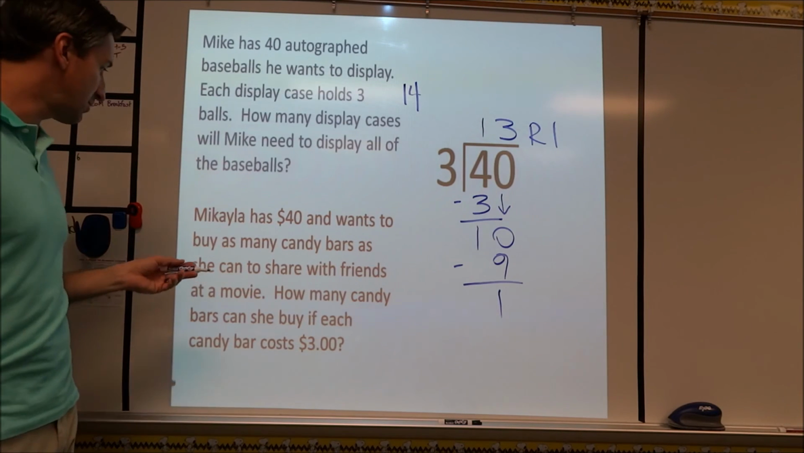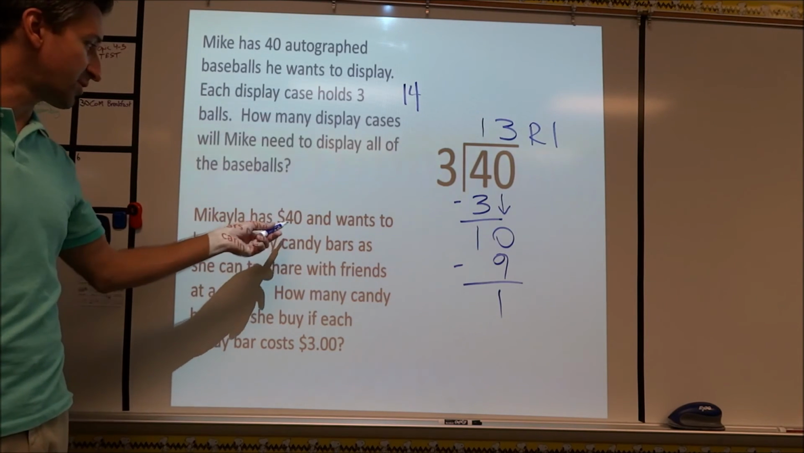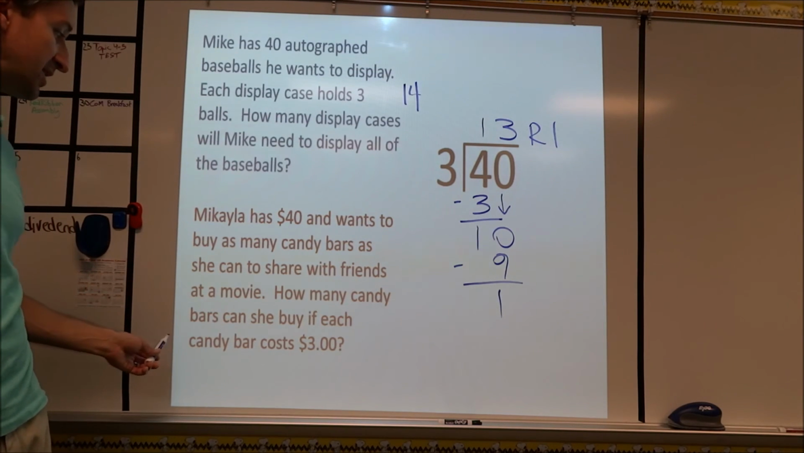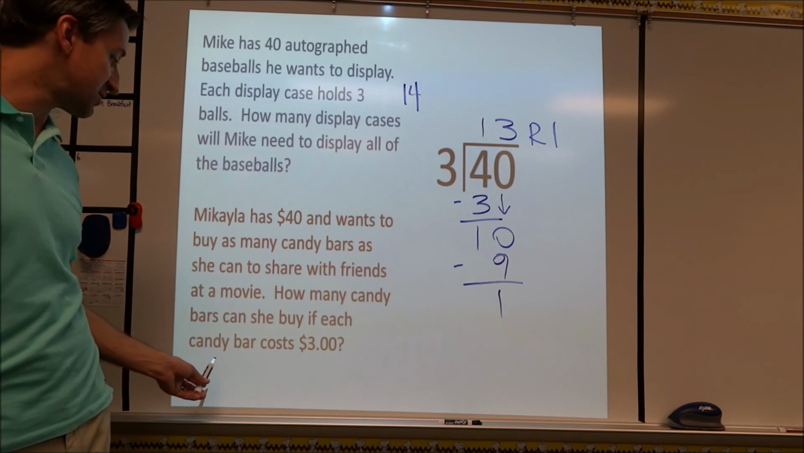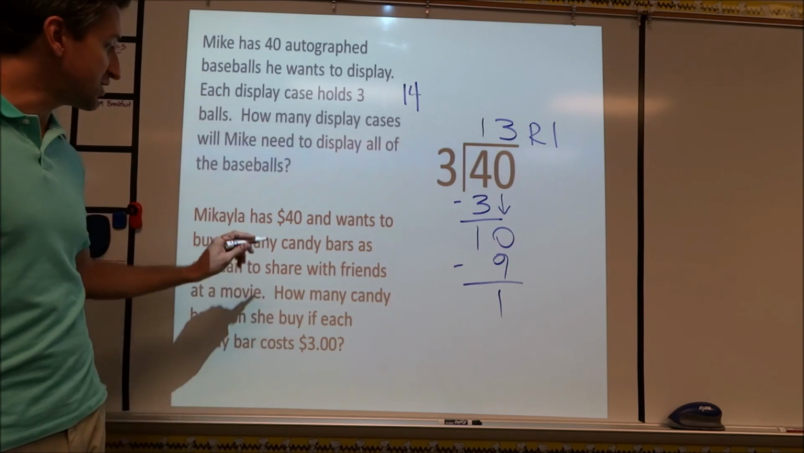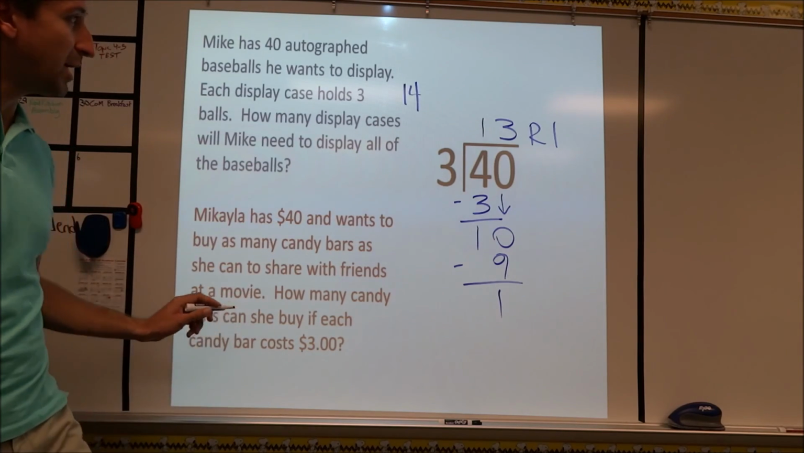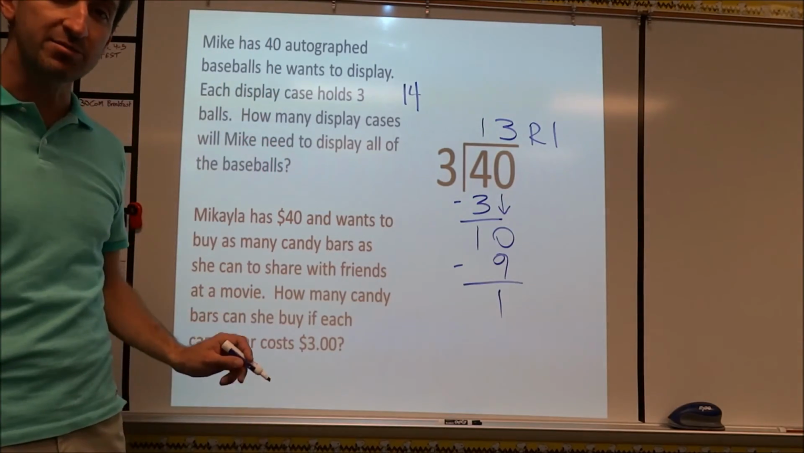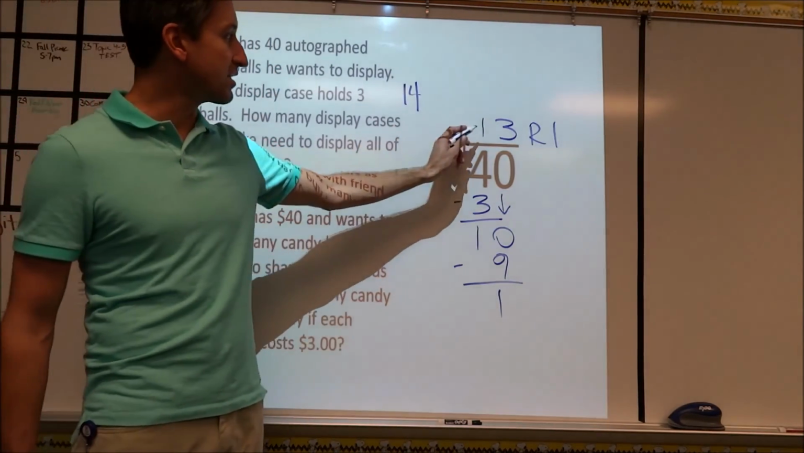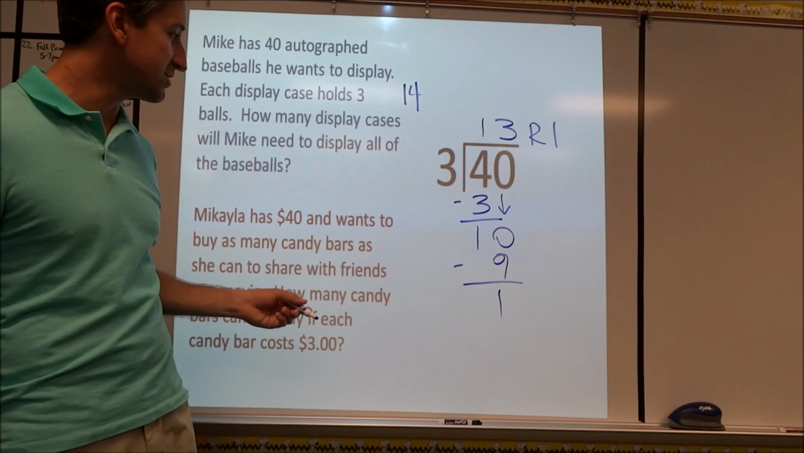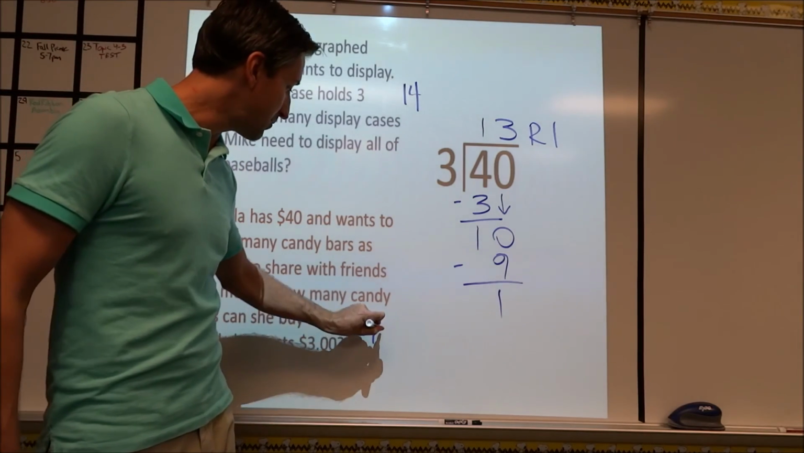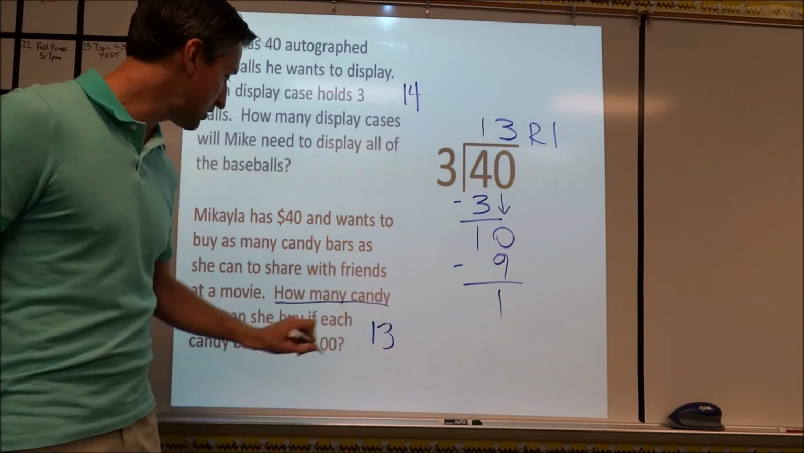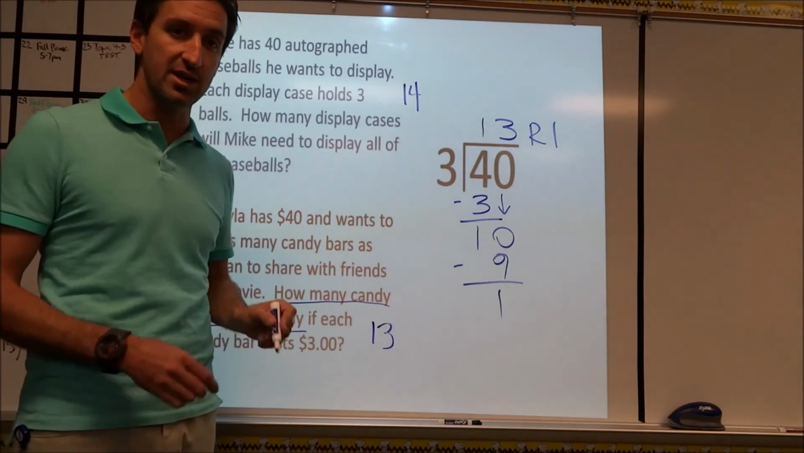Now let's look at Michaela's problem. Michaela has $40 and she wants to buy as many candy bars as she can to share with friends at a movie. How many candy bars can she buy if the candy bars cost $3? So she has $40. She can buy 13 candy bars and have $1 left over. She doesn't have enough money to buy 14 candy bars. She can only get 13 candy bars. She'll still have that $1 left over, but the question is asking, how many candy bars can she buy? She can buy 13 candy bars.